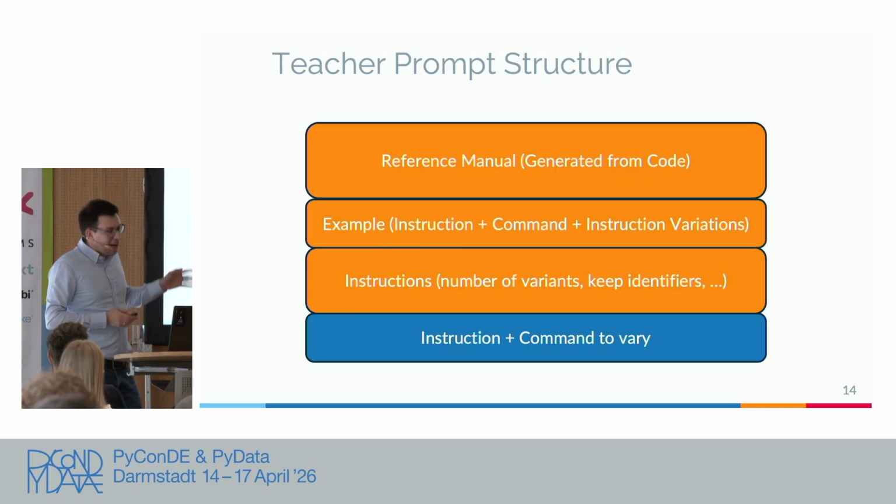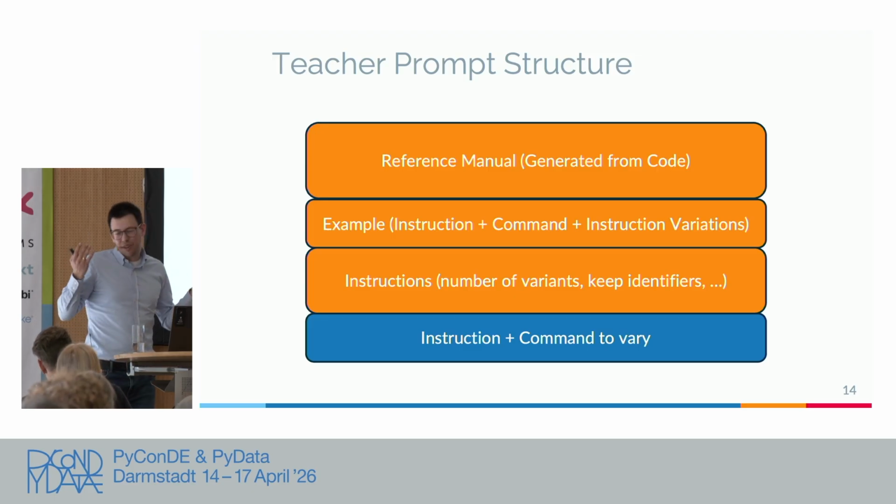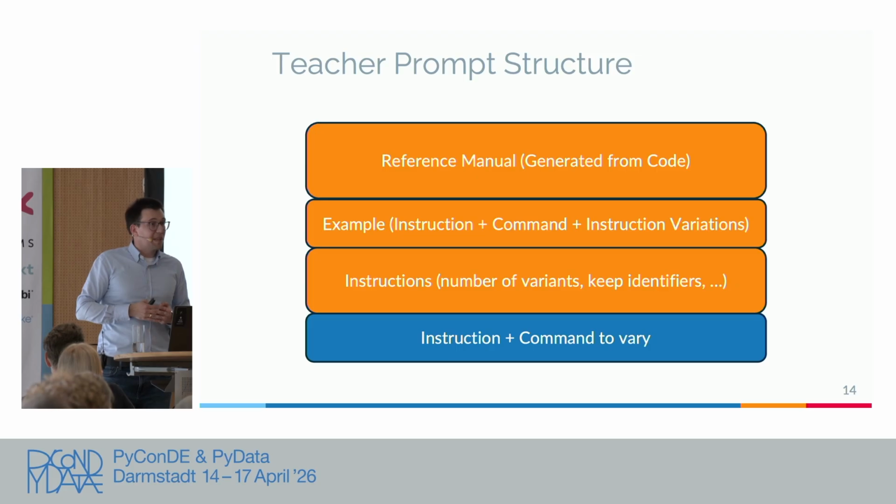So how do we tell the large language model, the teacher, what we want? We give it the reference manual. So I just let it generate from the code. I mean, we don't really have docs, so you just give your coding assistant the code and let it generate some reference, easy. And then you give it some examples. You need examples, otherwise you will get really bad results.